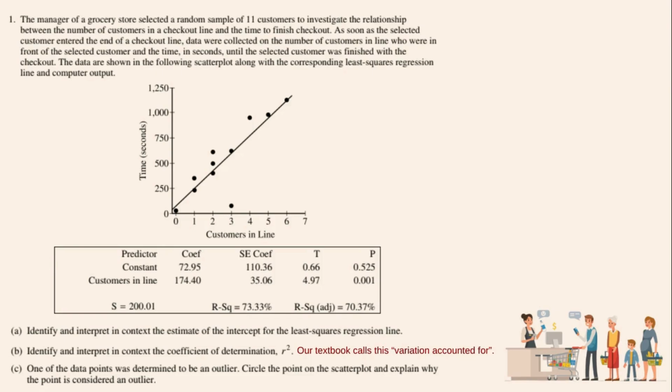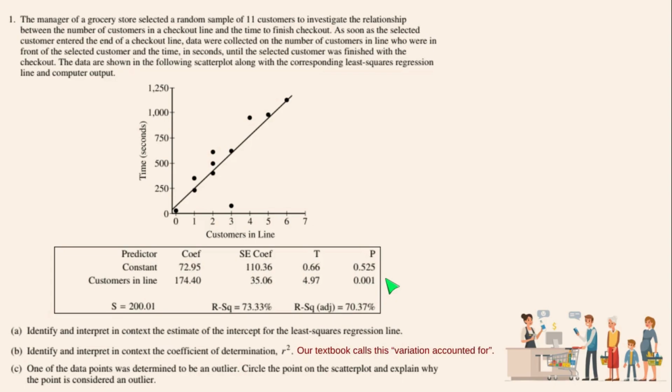So we are asked 3 questions. Question number 1. Identify and interpret in context the estimate of the intercept for the least squares regression line. Now, I would not look at the graph up here. I would look at the computer output for this one, see if you can find it and interpret it in context. Pause the video, try to answer it on your own, and unpause when you are done.